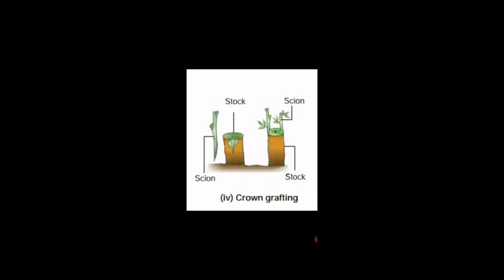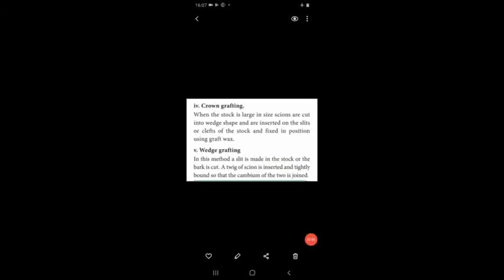A cleft or a slit or pallam which is made in the stalk. In that cleft, we have to fix the scion by using the grafting wax. That type of grafting is called crown grafting. Next one, wedge grafting.